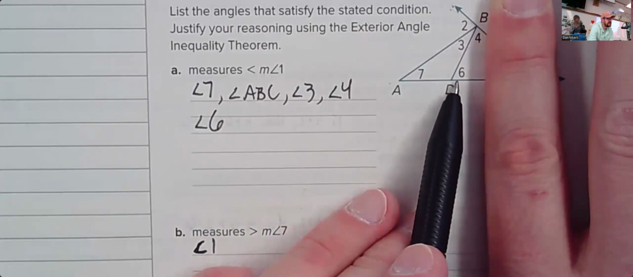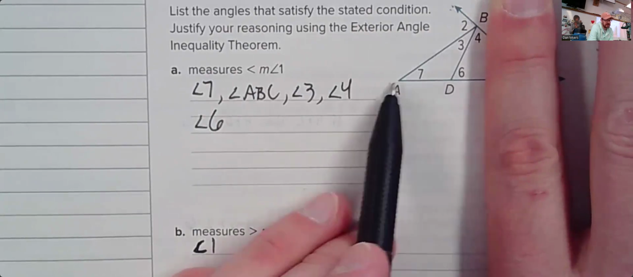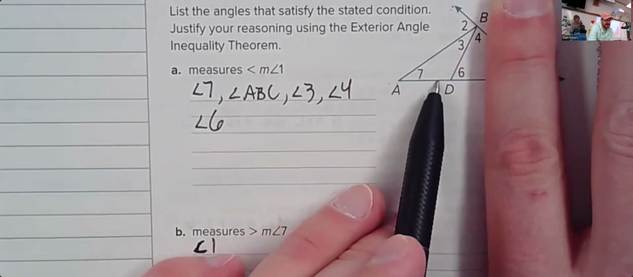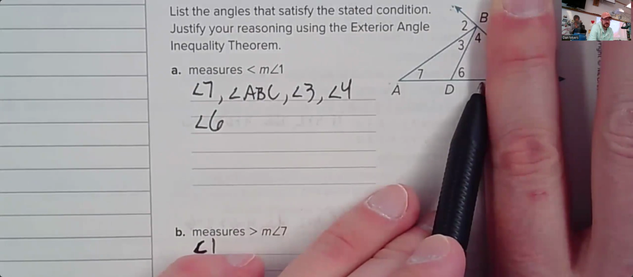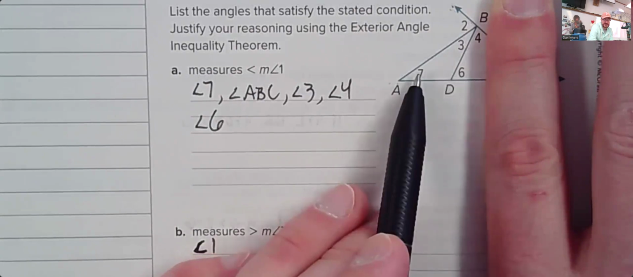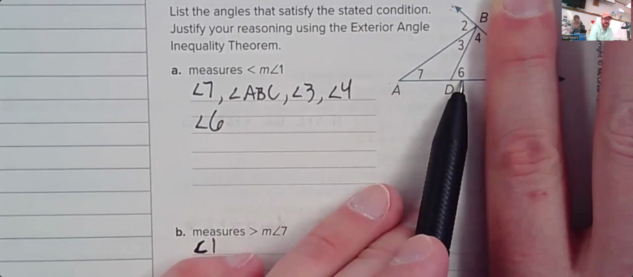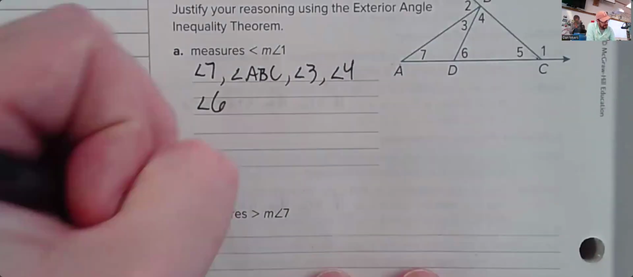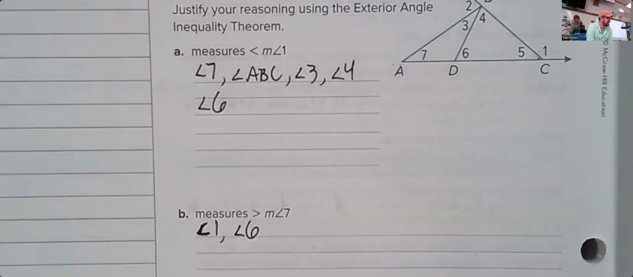You're right. 6 is exterior to triangle ABD because segment AD continues and 6 is right there, which means that angle 7 has to be less than angle 6. So that's the second one that we can say is greater than angle 7.